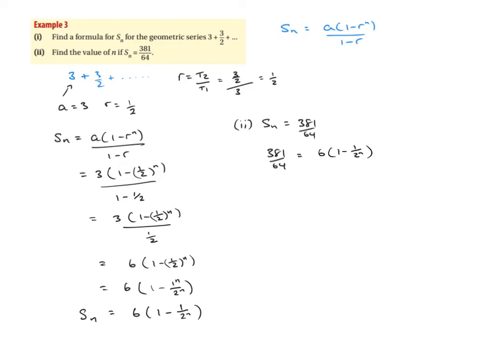Okay, so the first thing we need to do is divide everything by 6, and if we do that, 381 over 64 divided by 6 turns out to be 127 over 128. And that leaves us just with that bracket, which is 1 minus 1 over 2 to the n. The next thing we're going to do is take that 1 across. So 127 over 128 minus 1 means we're going to get minus 1 over 128 is equal to minus 1 over 2 to the n.